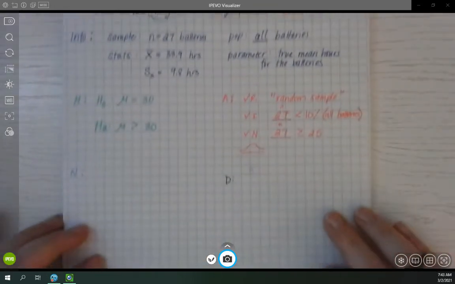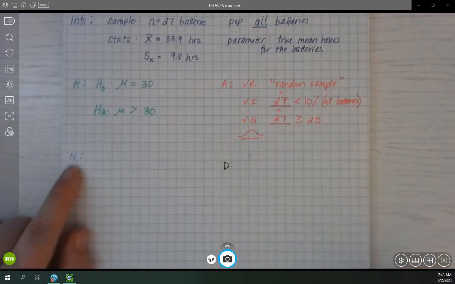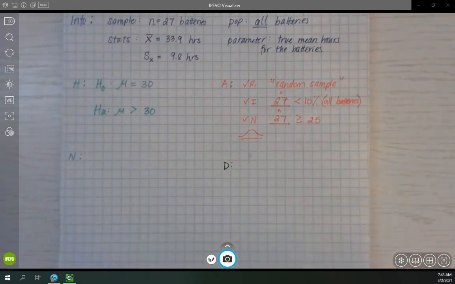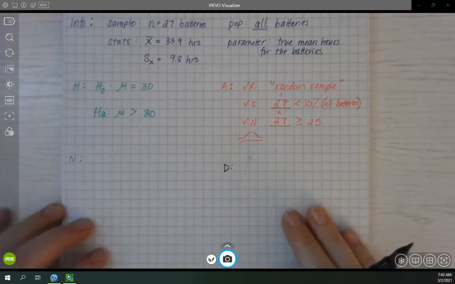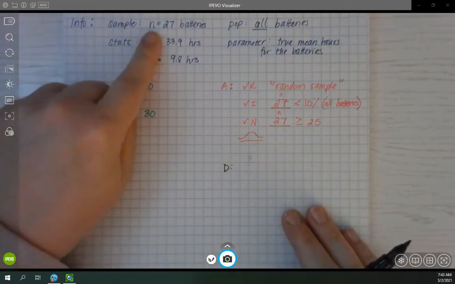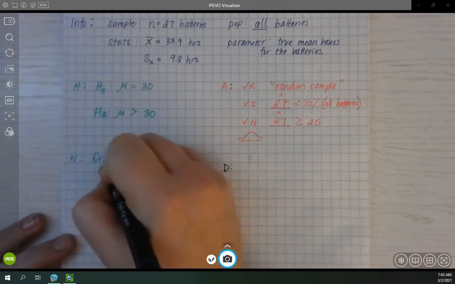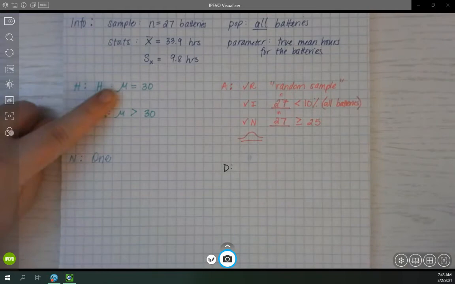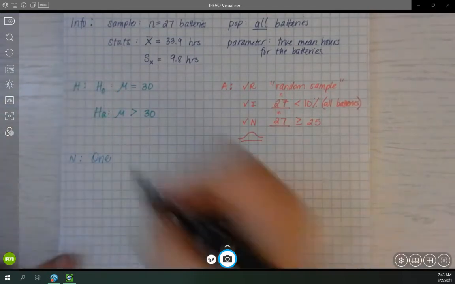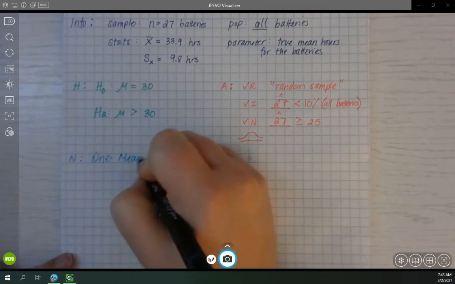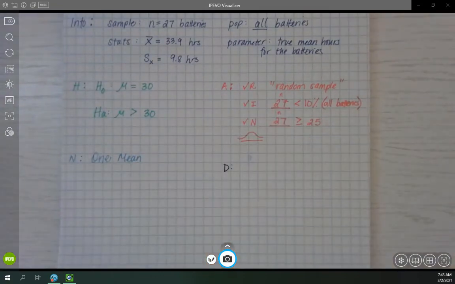I can move forward. So the letter N is for name and number. So let's go through how to name it. First, how many samples do I have? I have one sample and one letter N. So I'm going to put 1 for one sample. Is this a mean or a proportion? Well, I have mu's, so this tells me it's a mean. I also have the word average in my prompt.